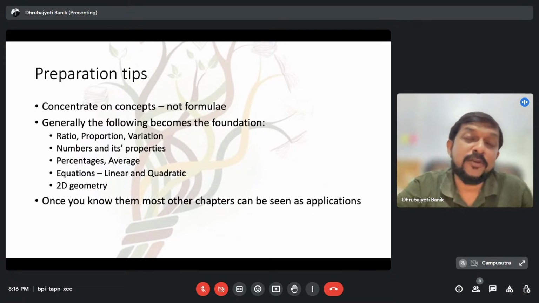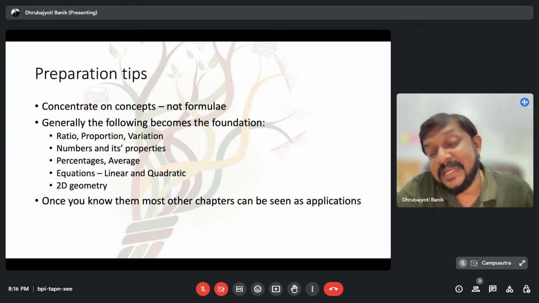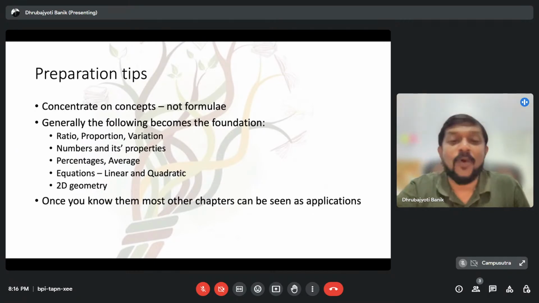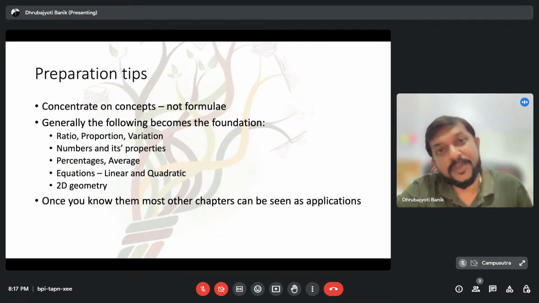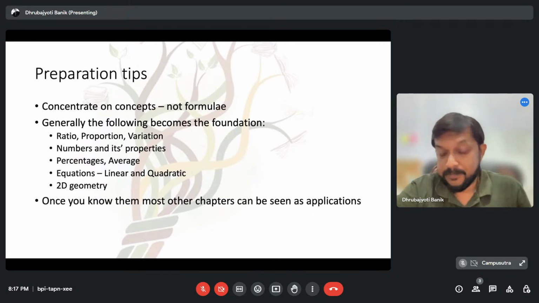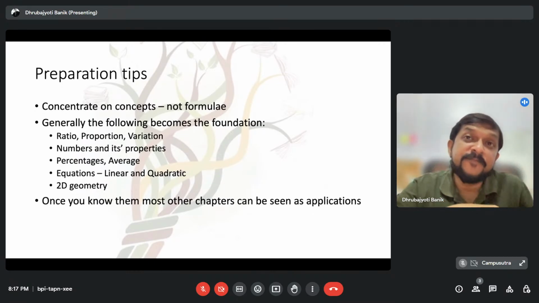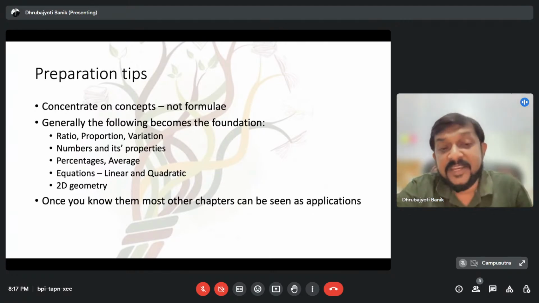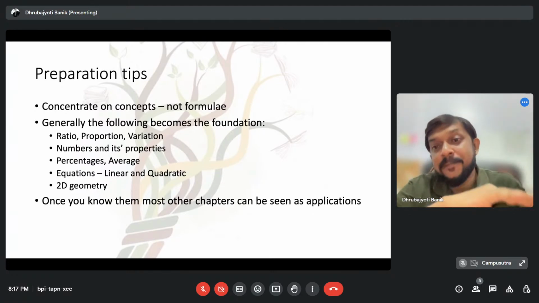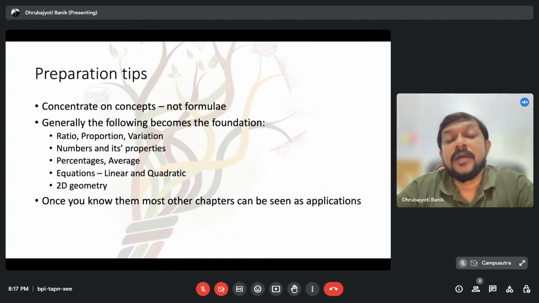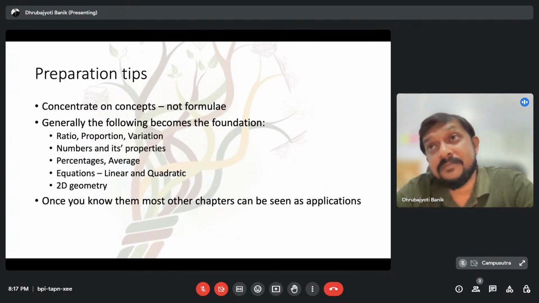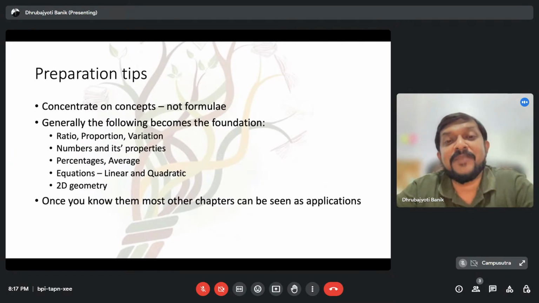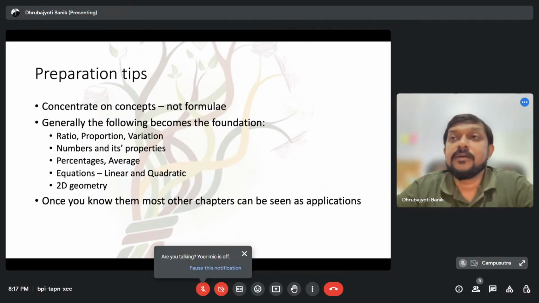Okay, so for example, when I talk about average, understanding what is arithmetic mean, what is geometric mean, what is harmonic mean, is very, very important. Okay, variation, ratio proportion variation, what is direct variation, what is inverse variation, how do they work, numbers, what are the different types of numbers, what exactly do you mean by lowest common multiple or highest common factor.